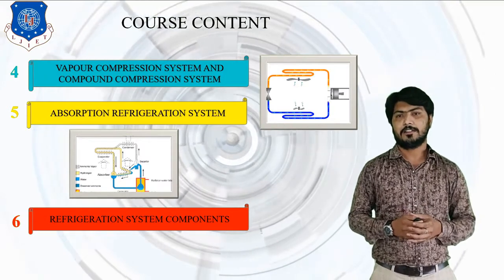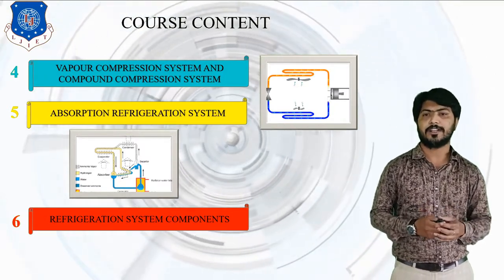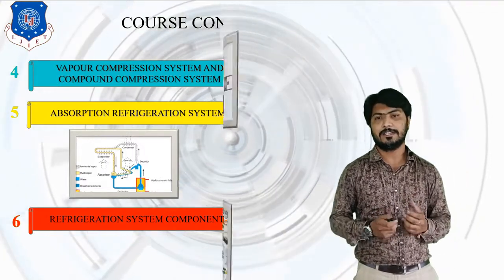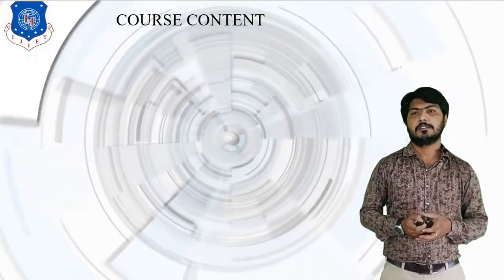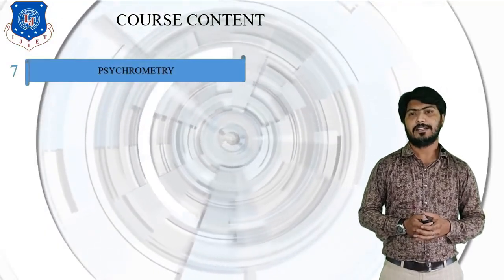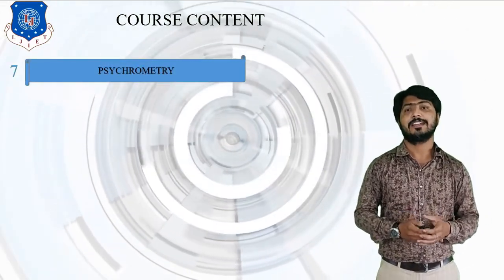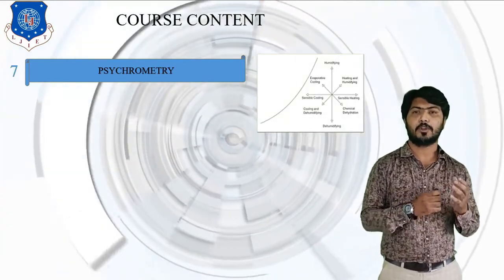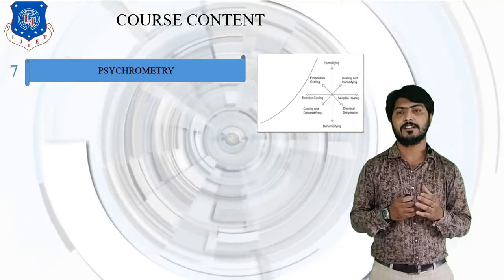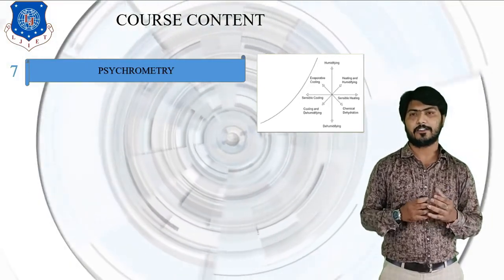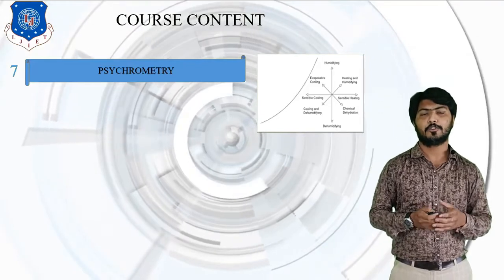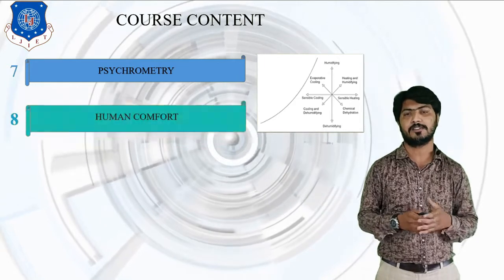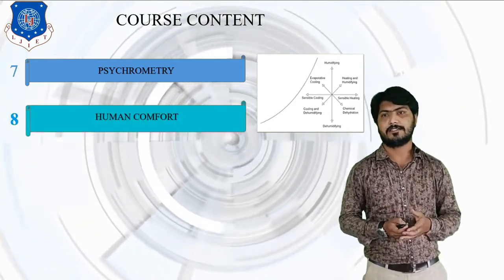Sixth chapter is refrigerant system components. In this chapter we learn about different components used in refrigeration system. Next, 7th chapter is psychrometric process. In this chapter we explain different terms related to moist air, and different psychrometric processes like humidification process, cooling process, sensible heating, sensible cooling, dehumidification process, adiabatic process, etc.